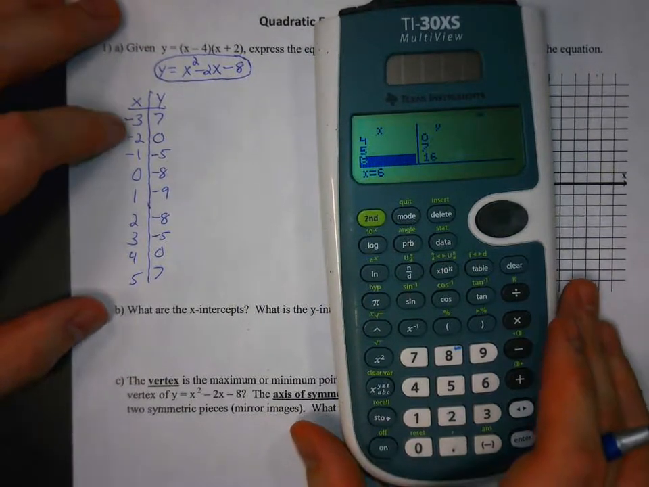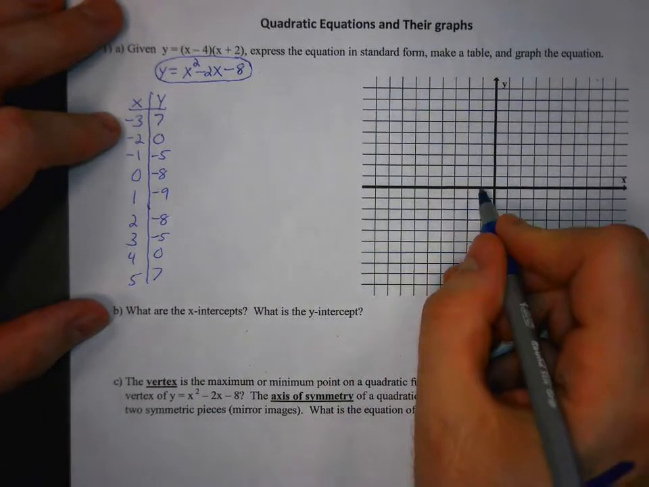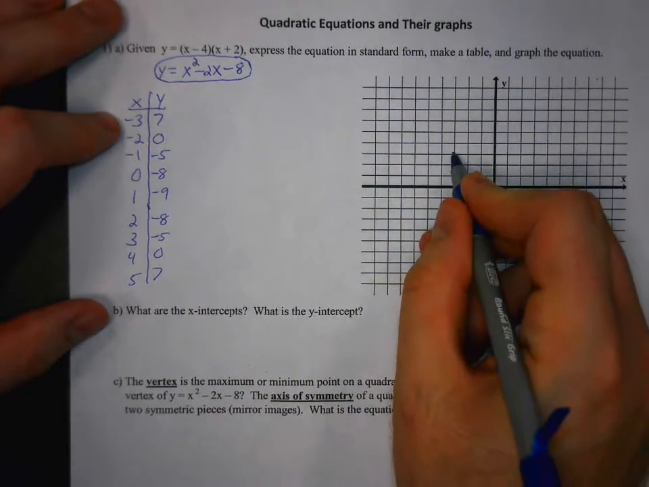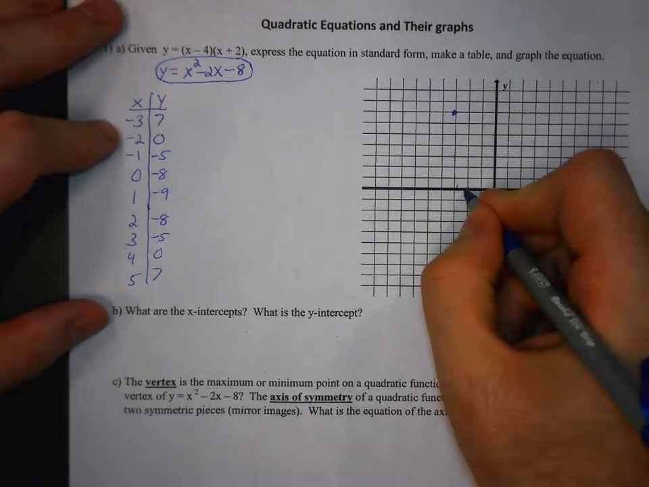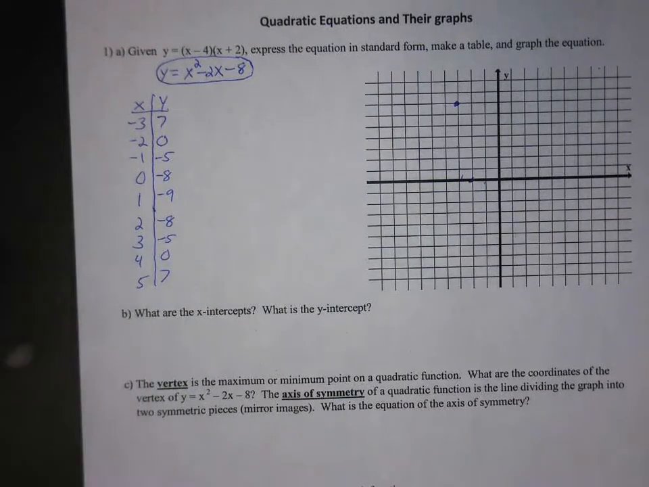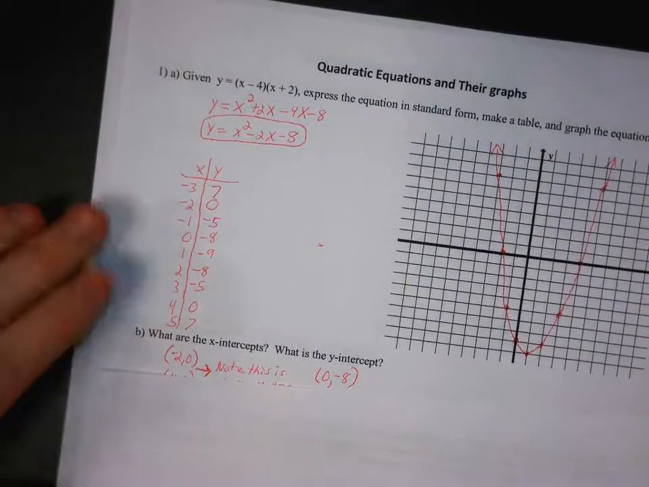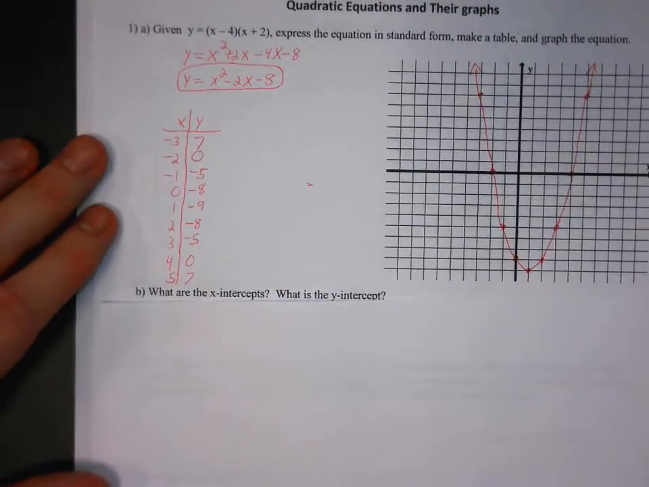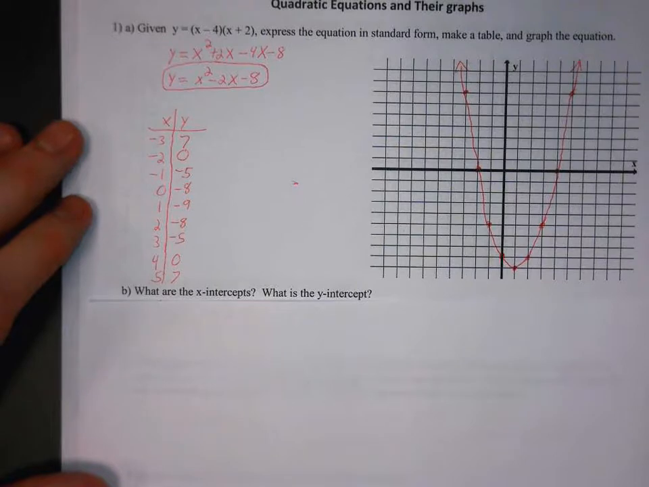Then you want to plot the points. So we're going to plot the points negative 3, 7. So 1, 2, 3, and then up 7: 1, 2, 3, 4, 5, 6, 7. So there's a point, and then negative 2, 0, there's a point, and so on. Now I already have this graph for the sake of time, so if you need to pause the video, go ahead. By the time you're done, though, you should have that nice parabola, that nice U shape, like that.